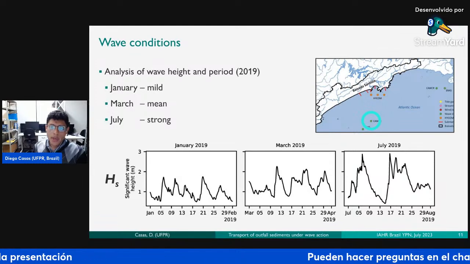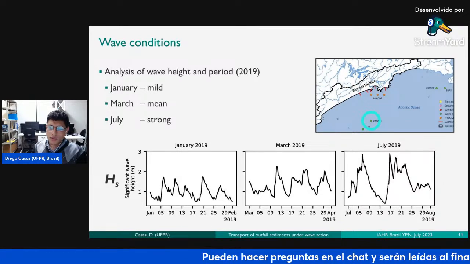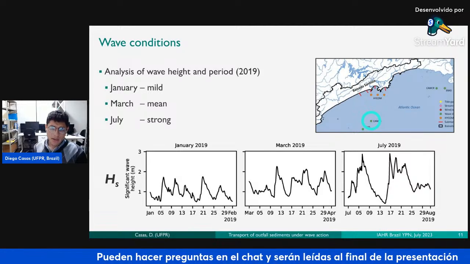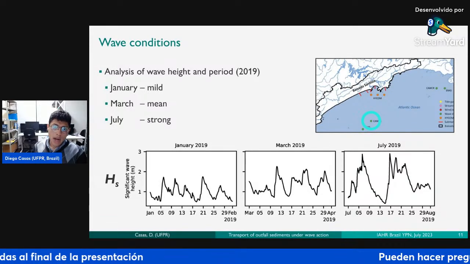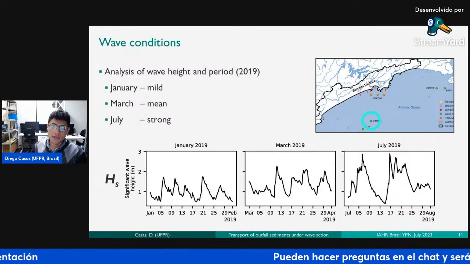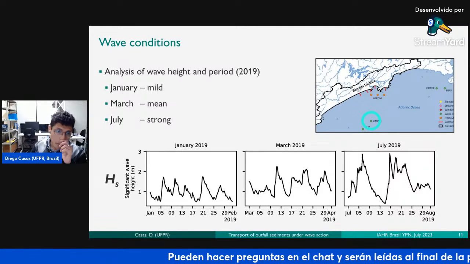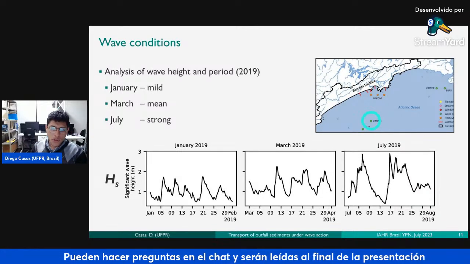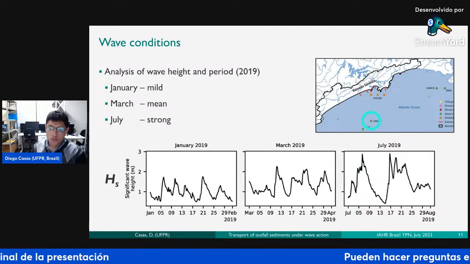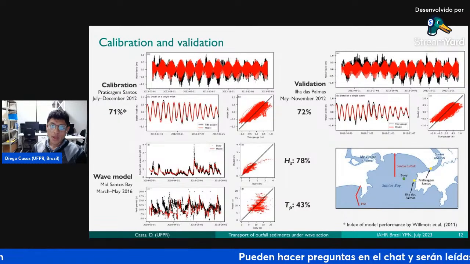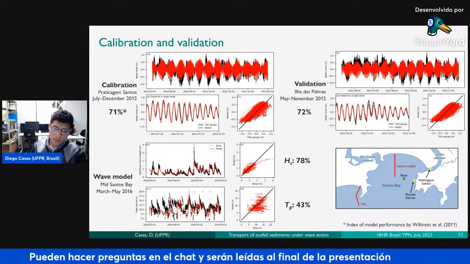Then we selected 3 months with representative wave conditions for 2019. January was found to be representative of mild wave conditions, while July was found to be representative of strong wave conditions. And March had mean wave conditions with respect to the whole year of significant wave heights in the region. Then we proceeded to calibrate and validate the hydrodynamic and wave model.